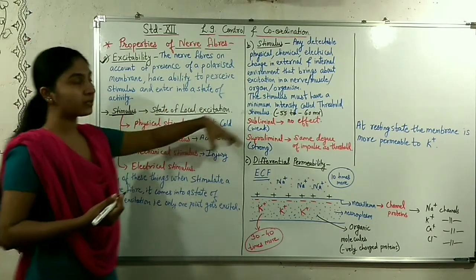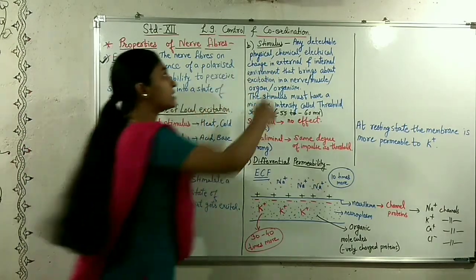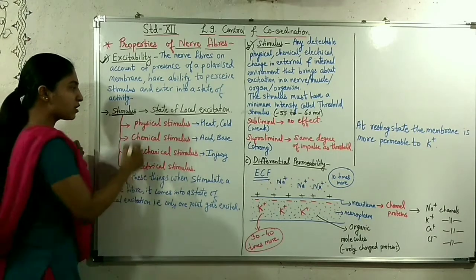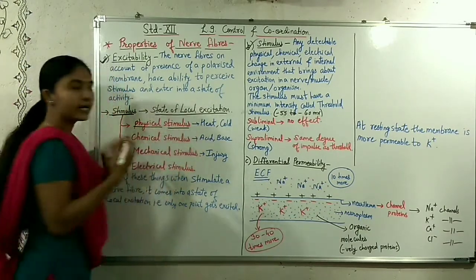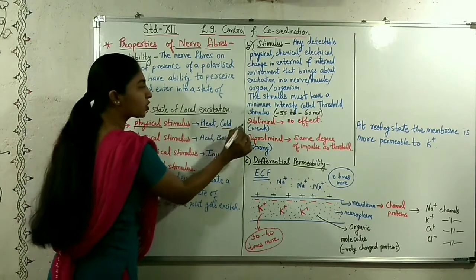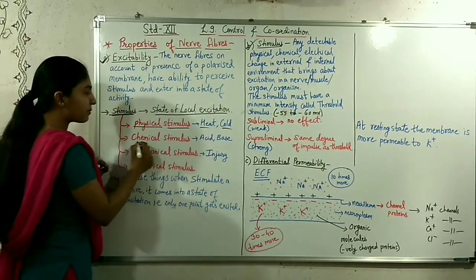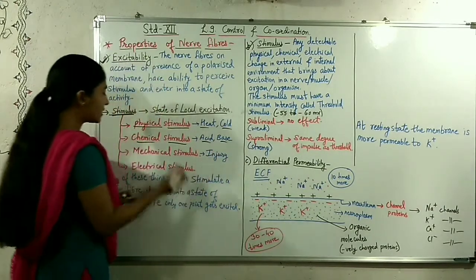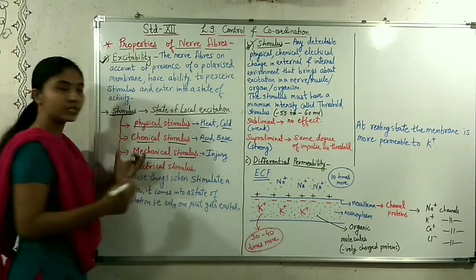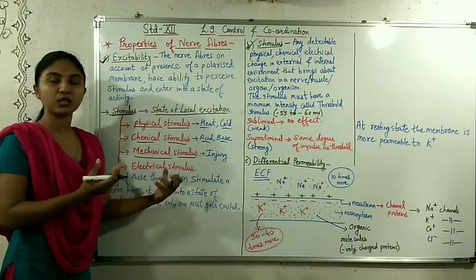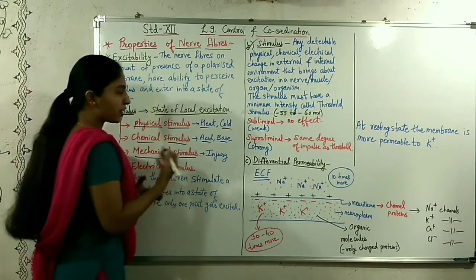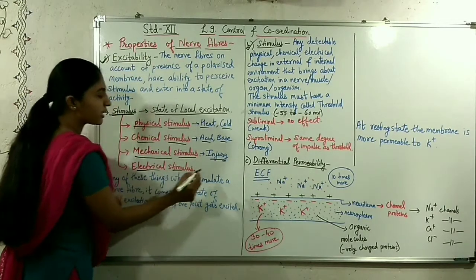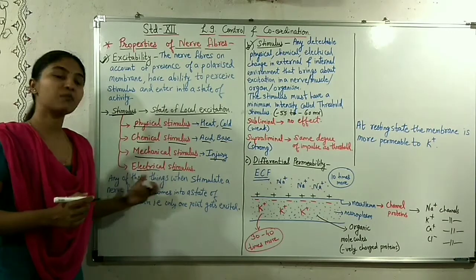Now the second property, that is stimulus. Stimulus is of four types. First is physical stimulus. It consists of heat or cold. Second is chemical stimulus. It consists of acid or base. Third is mechanical stimulus. It makes an impact on the nerve fibers. For example, injury. And the next is electrical stimulus. So the stimulus are of four types.